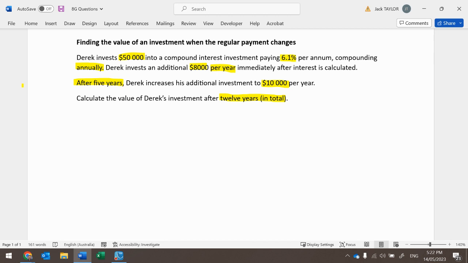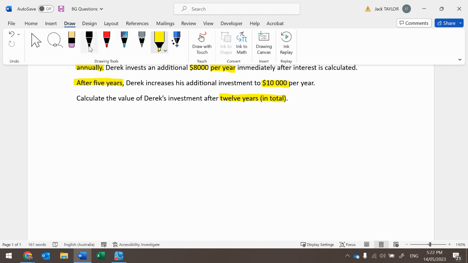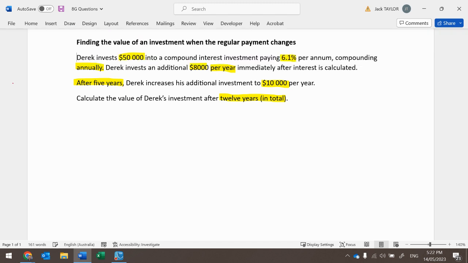So here we've got a 12-year investment, and then after 5 years, something changes. In this case, it's the additional investment, so the amount of the PMT will be changing partway through. Sometimes with this one, I like to draw a bit of a timeline, or we can just write it out for the finance solver. So we'll do both for this one just to show you what each one will look like. So the beginning conditions for this one is we'll set up our variables.